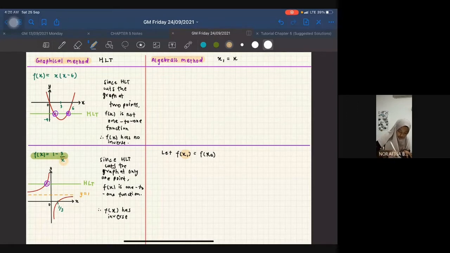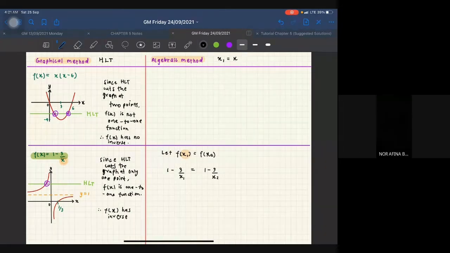Okay, so kita akan dapat 1 minus 3 over x1. Okay, so itu adalah fx1. Okay, and then dia adalah equal to fx2. So we have 1 minus 3 over x2. Macam tu.